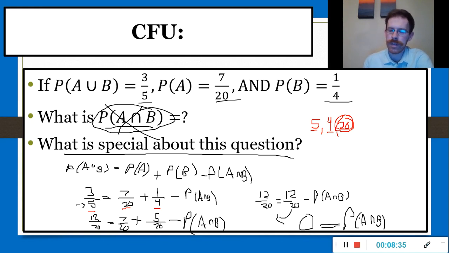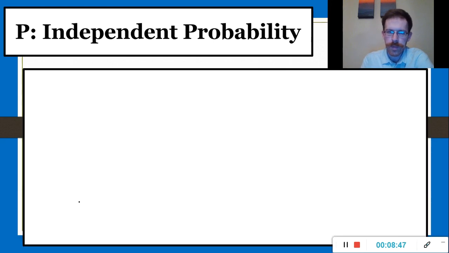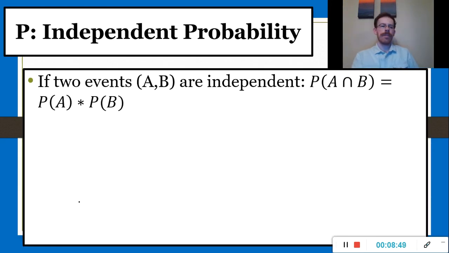It can't happen. So if I can never land on this intersection, if it's a Venn diagram, well, that means the intersection doesn't exist. So that's what's special about this one. And we could figure that out by doing our math.